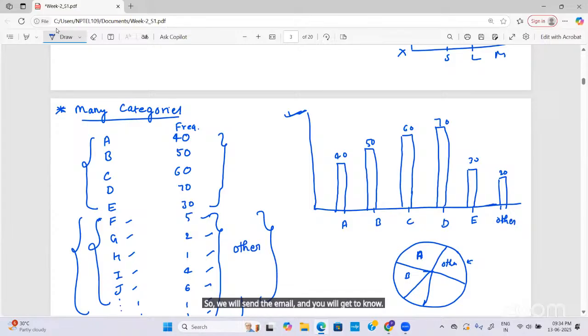Ma'am, suppose we have 10 categories, can we rearrange this order as D, C, B, and A? Yes, you can rearrange. If you want to make it a Pareto chart, you can make that. Or it depends on you how you want to arrange it on the x-axis.